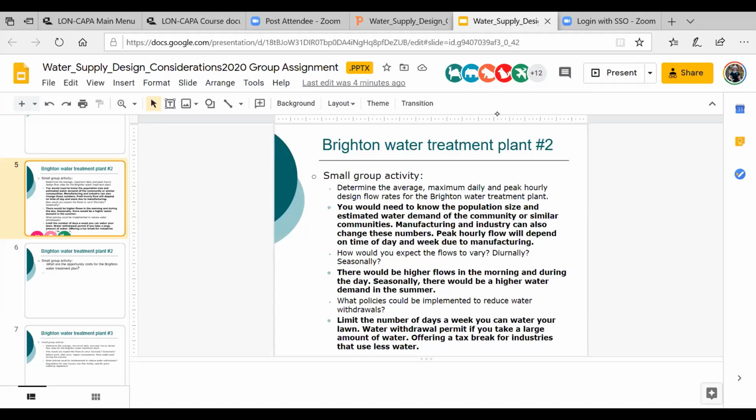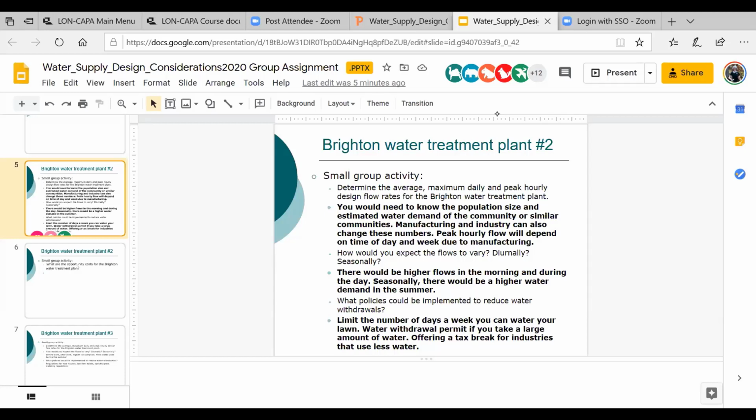So for the flows to vary, we figured in the summer there'd be a higher water demand because of pools and watering lawns and all that. And then we said that there would be higher flows in the morning when everyone's getting ready, and then also during the day, with less water demand at night. Typically very true.